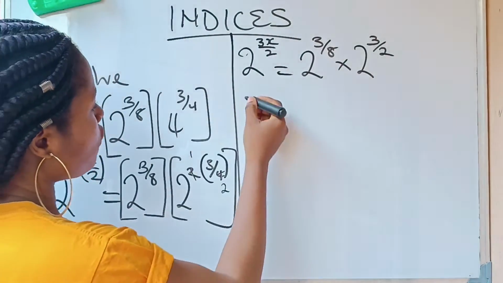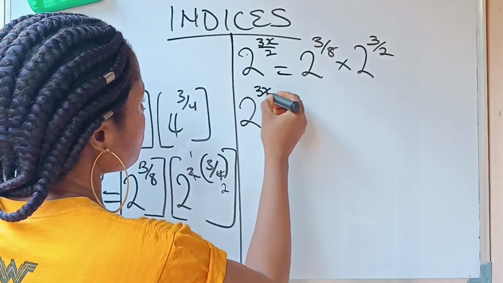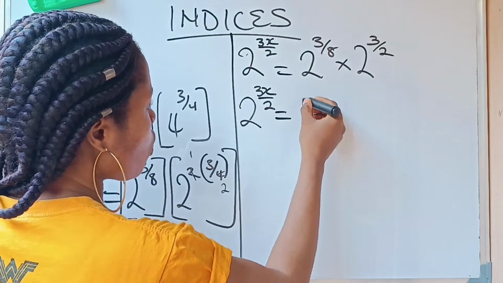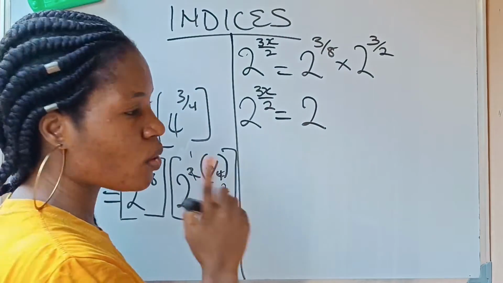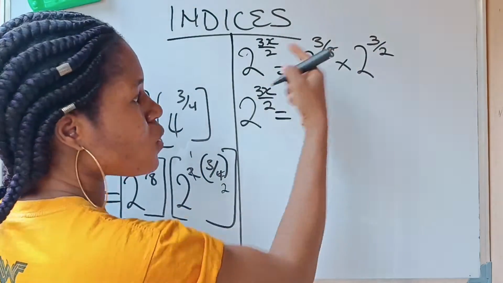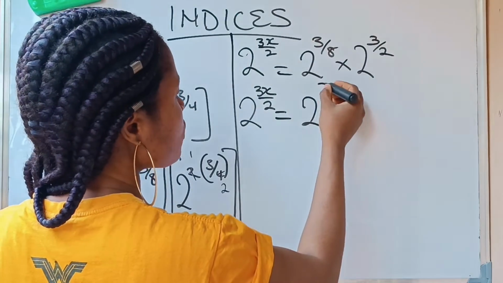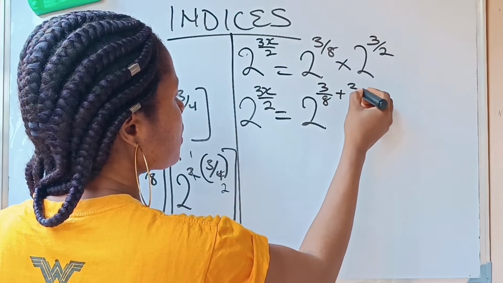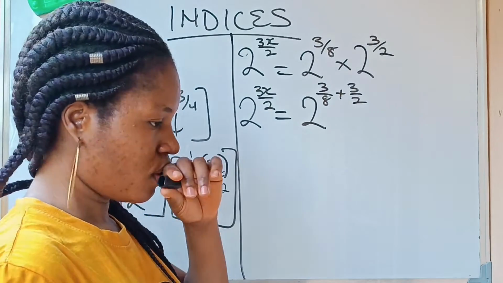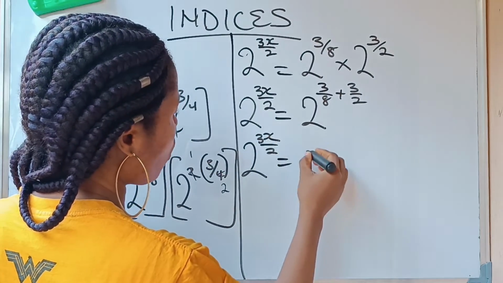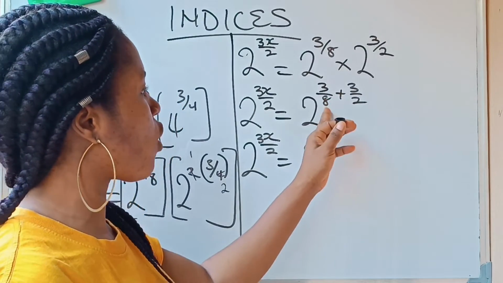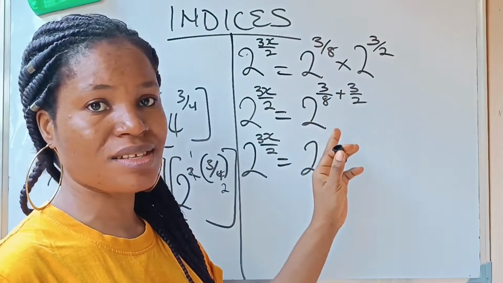We have here 2 raised to the power of 3x over 2 is equal to, we are going to pick one 2 here because they are in the same base and they are multiplying. So we pick one 2 and we are going to add their powers. So it's going to be 3 over 8 plus 3 over 2. So you have 2 raised to the power of 3x over 2 is equal to 2 raised to the power of, we are now going to add it, sorry.